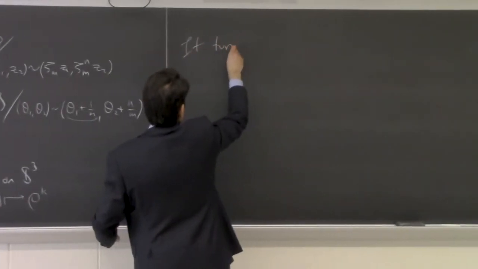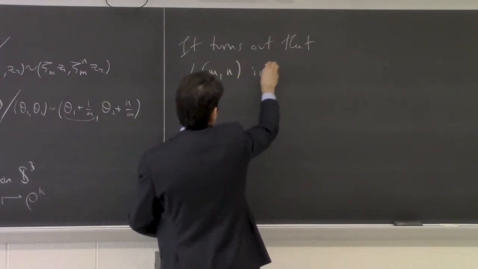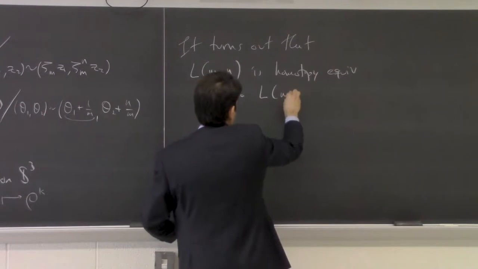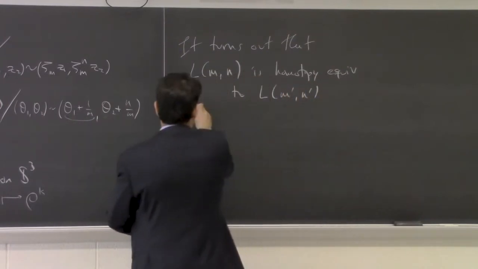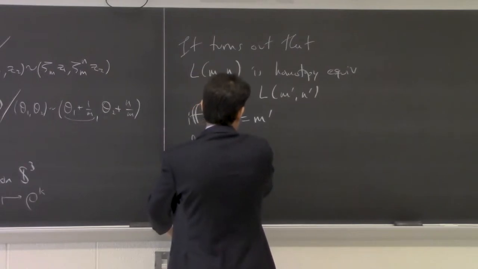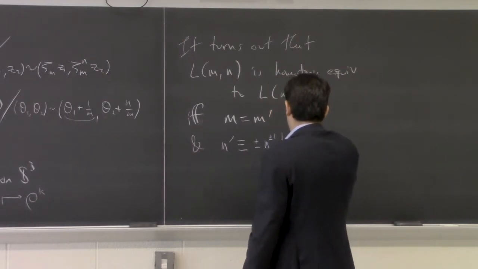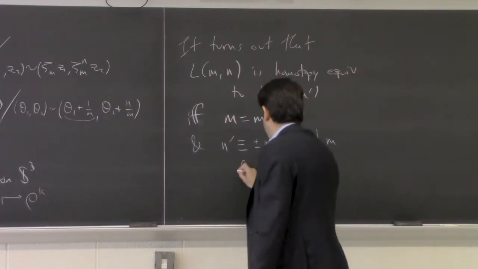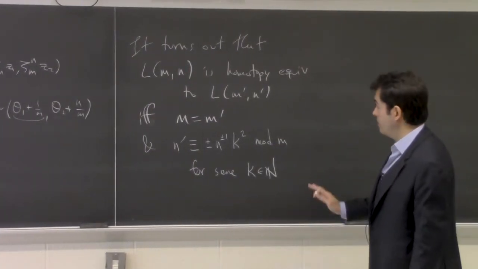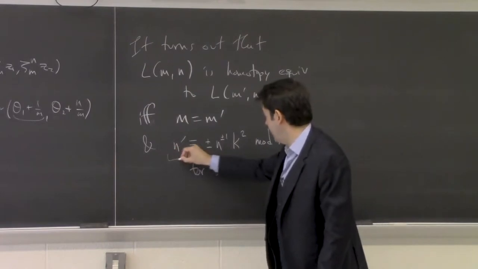It turns out that L(m,n) is homotopy equivalent to L(m',n') if and only if m has to be the same as m', and n' has to be congruent to plus or minus n inverse, actually plus or minus 1, times k squared, mod m, for some k in the naturals. So up to homotopy, n doesn't entirely matter. What matters is n up to this equivalence relation.